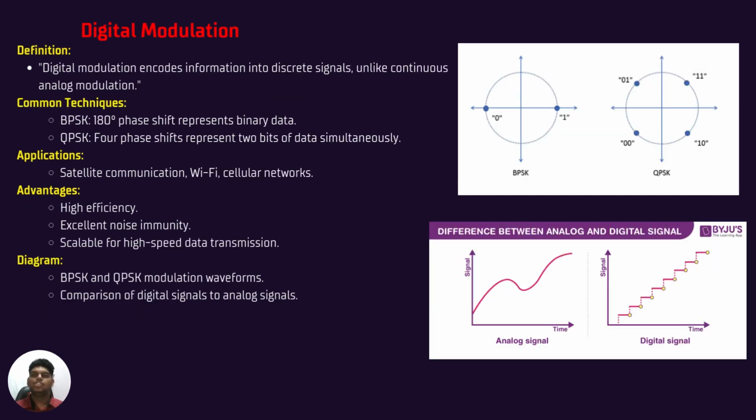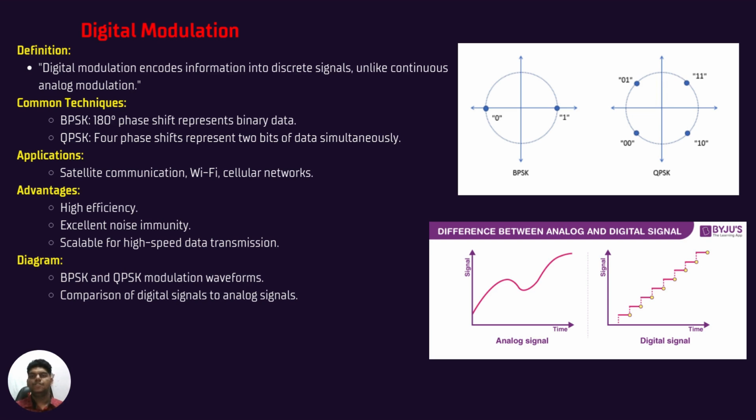Now let's switch gears and talk about digital modulation techniques. In digital modulation, the information is encoded into discrete signals rather than continuous ones. Let's look at two common methods. Binary phase shift keying (BPSK). This is where the phase of the carrier is shifted by 180 degrees to represent the binary data.